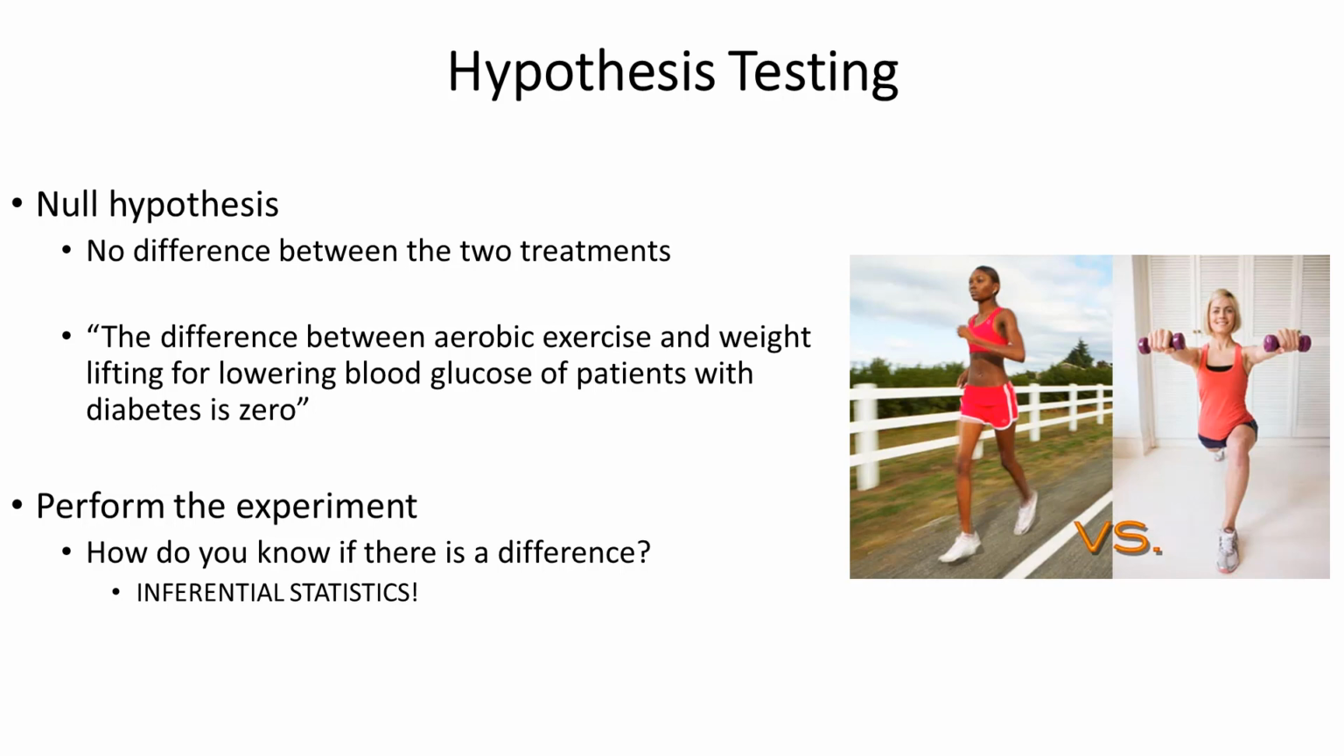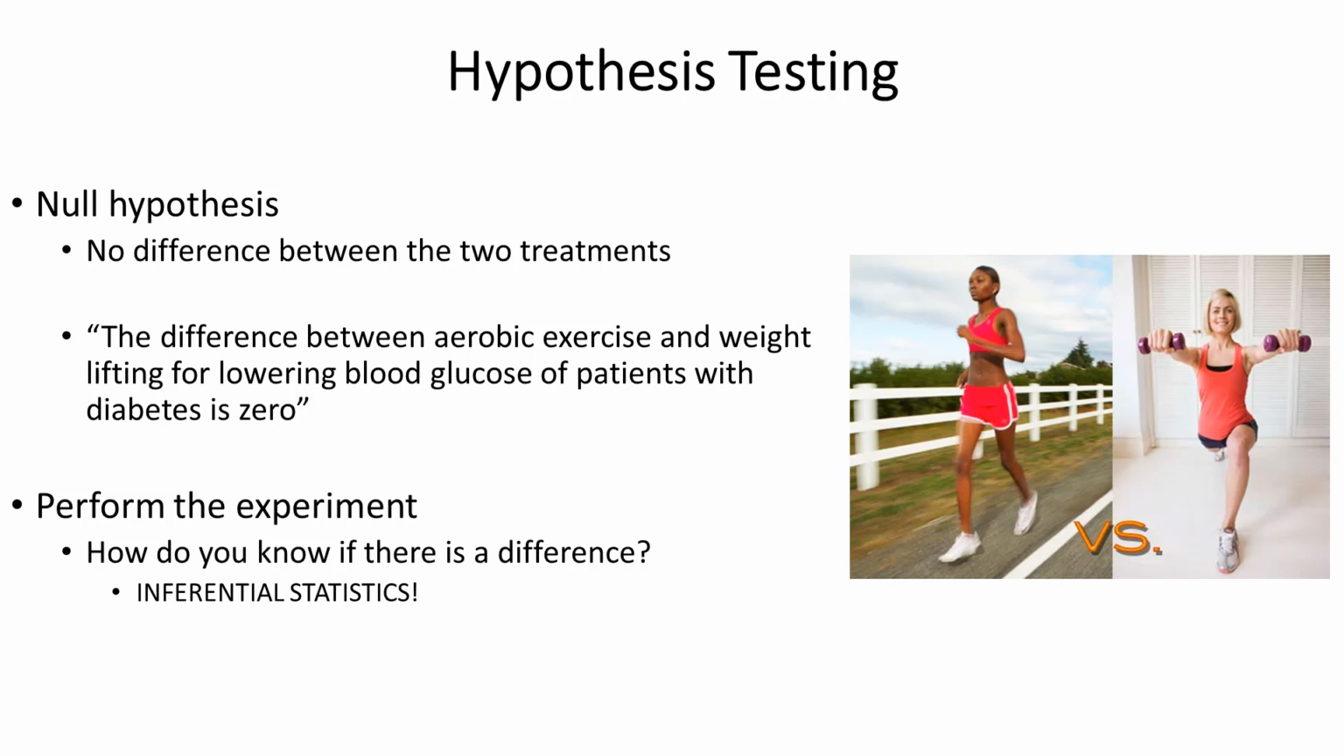Next thing to do would be to perform the experiment. When you perform the experiment, you take a group of people, all with diabetes, and you split them into two different groups. You can do it randomly, so make it a randomized control trial. You have one group of people perform aerobic exercise, you have the other group do some weightlifting, and over a period of time, say 6 months or so, you check to see if there's a difference in their blood glucose level control.